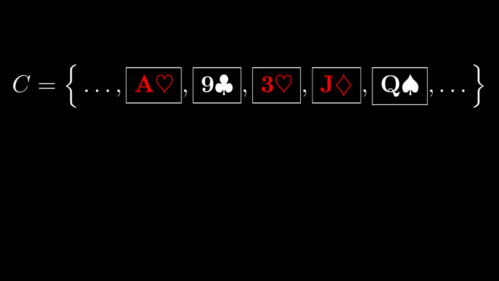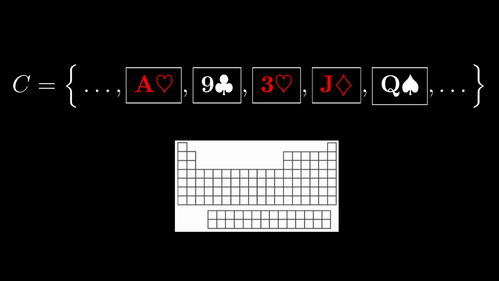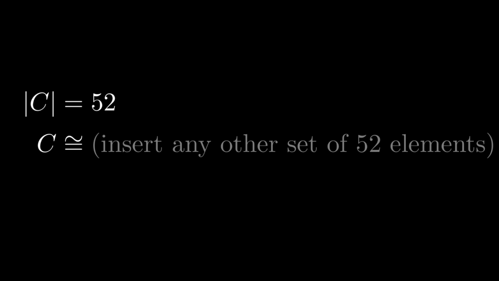Well, I call it the set of playing cards, but as far as the category of sets is concerned, its elements don't mean anything. The only defining feature of the set is its size, and with that regard, the set of playing cards is as good as any other set with 52 elements. That's a card trick I like to call cardinality.